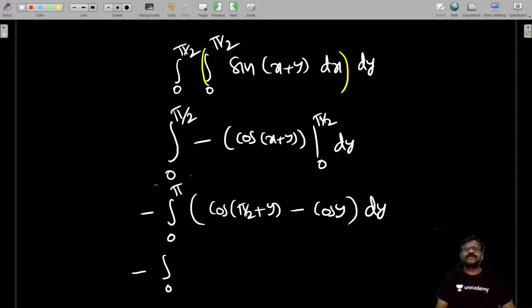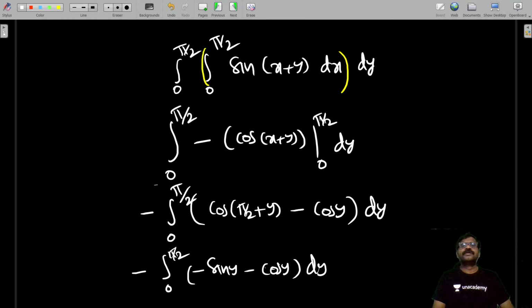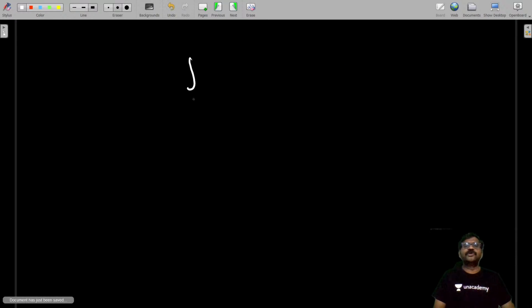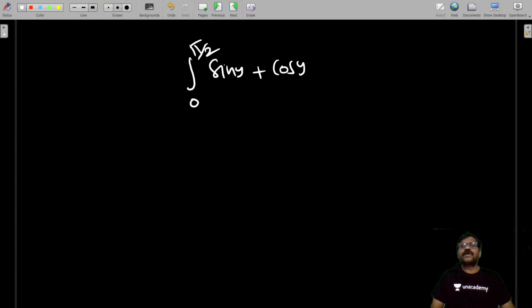Minus integral 0 to pi by 2, integral cos 90 plus y. Cos pi by 2 plus y is second quadrant, that's why minus sin y. Integral minus cos y is minus cos y dy. Now, minus of minus plus, so integral 0 to pi by 2 sin y plus cos y dy.